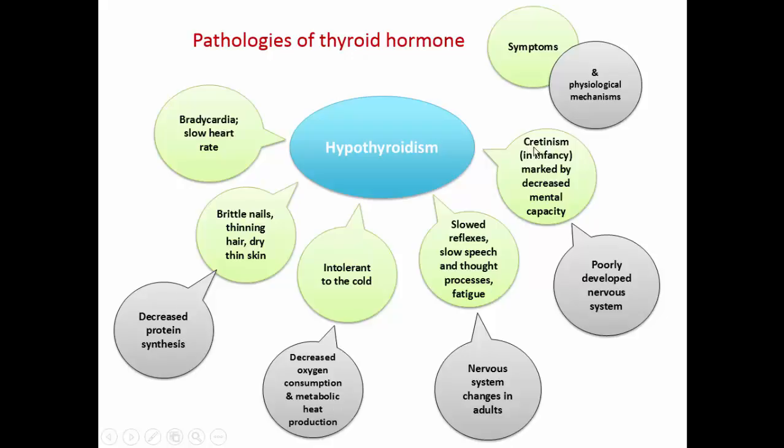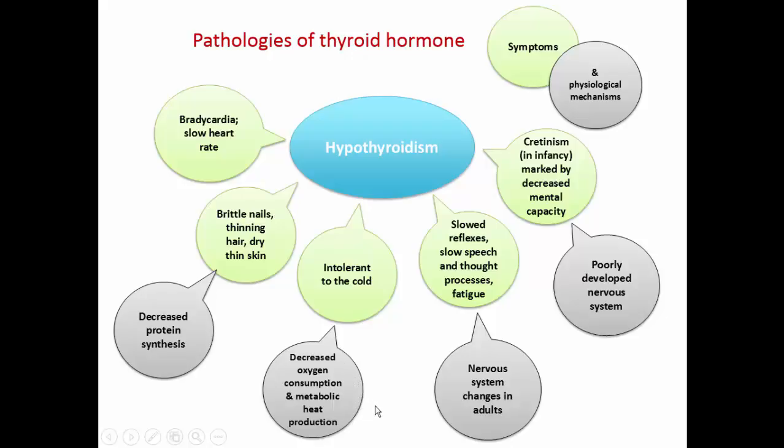In children, we see cretinism, and this is marked by decreased mental capacity. And this is due to a poorly developed nervous system because thyroid hormone is very important for the normal development of the nervous system. We see slowed reflexes, slow speech and thought processes, and also fatigue. And this is due to nervous system changes that occur in adults. There's an intolerance to the cold, and this is due to decreased oxygen consumption and metabolic heat production.